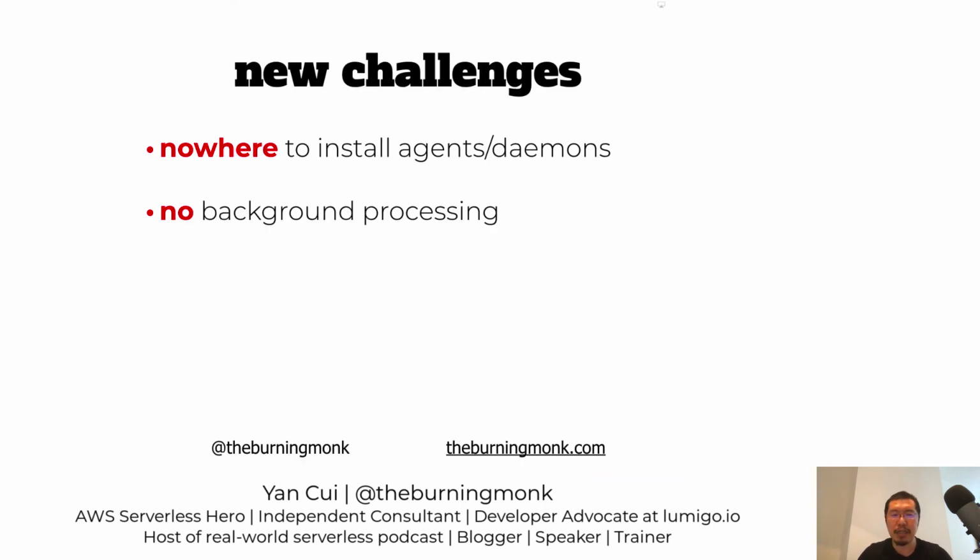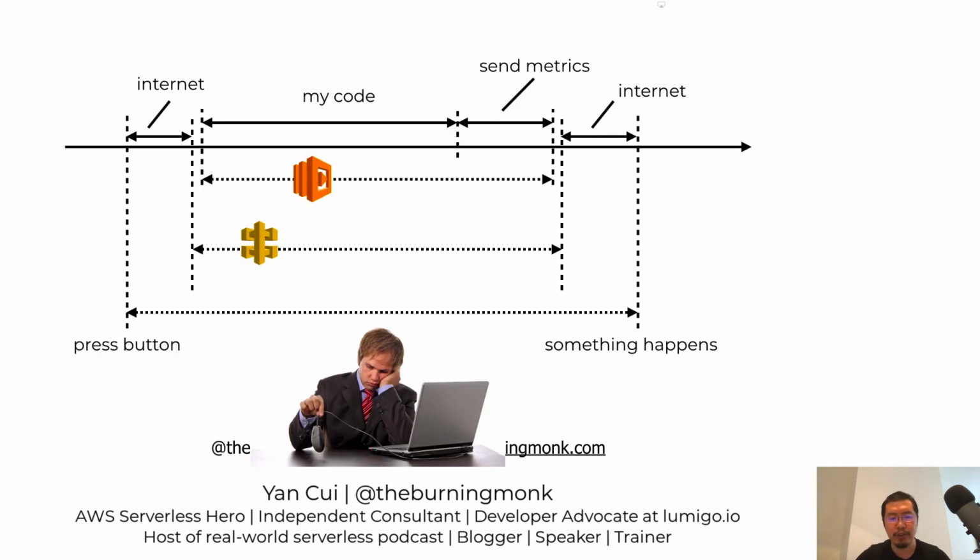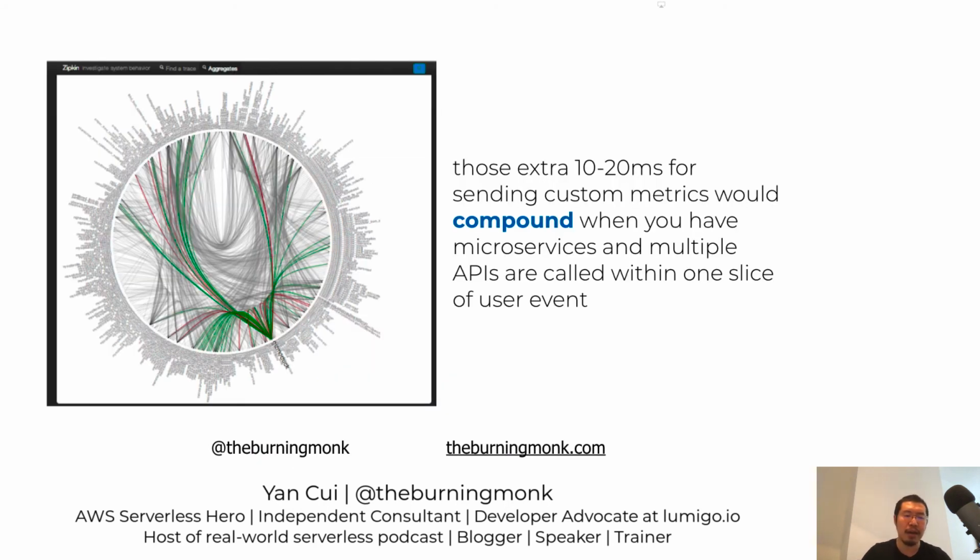And normally, this kind of custom metric would be recorded in batches in the background and then sent out to the monitoring system. But unfortunately, again, we don't have background processing, and we don't want to add latency to these user-facing systems like APIs. Because even though you may say, okay, if I make a call to CloudWatch to record a custom metric, it's only going to add about 10, 20 milliseconds, which is not a huge amount.